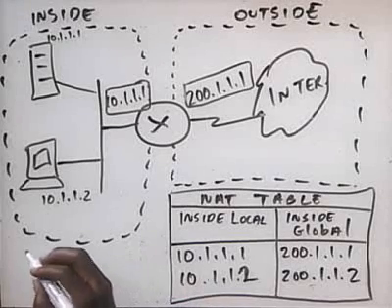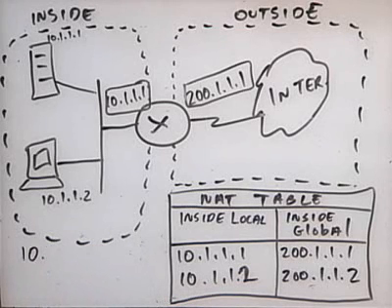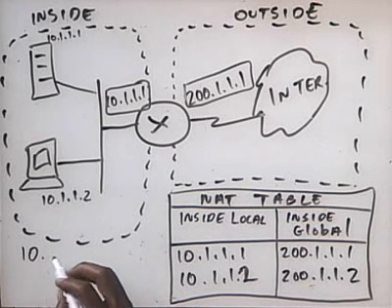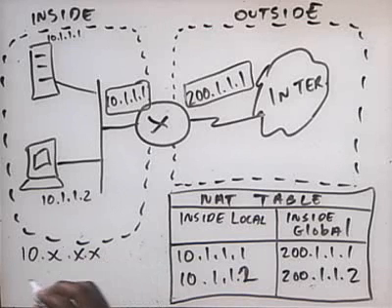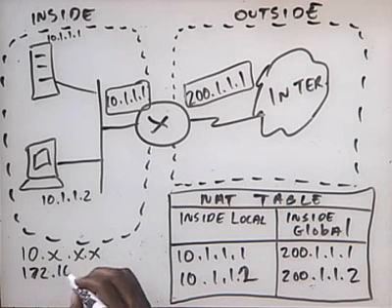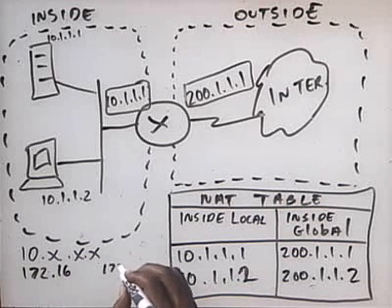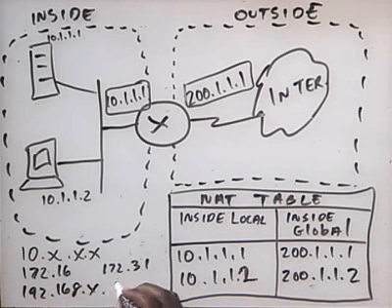Now let's take a look at the basics of network address translation, or NAT. You'll recall that there are three private address ranges. Those that begin with 10, those that begin with 172, 172.16 up through 172.31 for Class B, and then of course 192.168.